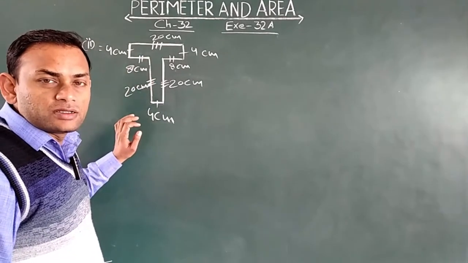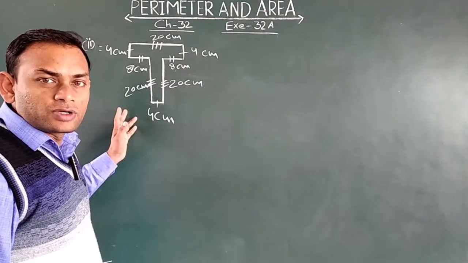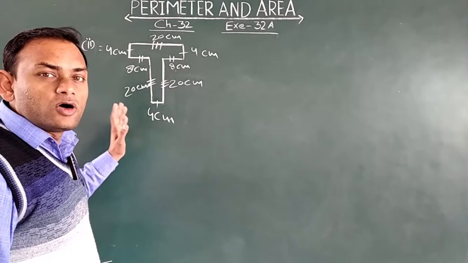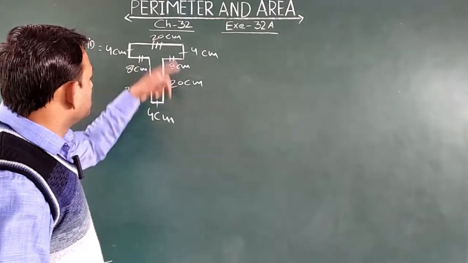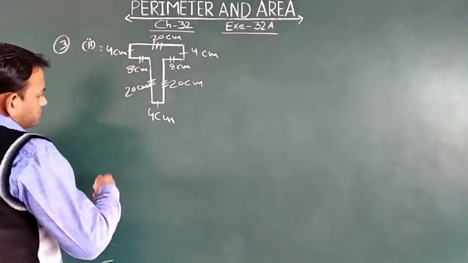We have to find the perimeter. And what is the perimeter? The sum of all the sides is the perimeter. The total length of all the sides is the perimeter. So we will just add all the sides to get the perimeter. Got it?